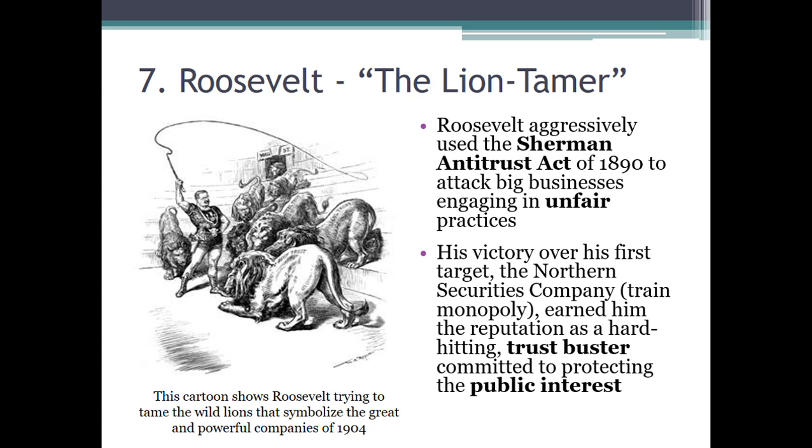It was very difficult to enforce, but he's going to do that to stop people from being unfair in their business practices. One of the first victories he has is over this Northern Securities train monopoly, and then he gets this reputation for being a trust buster, being somebody who's going to break up these monopolies to help the public. Now, he doesn't go after every monopoly. He thinks if it's a bad thing for the country, it should be broken up. If it's not bad, he's not going to attack it.